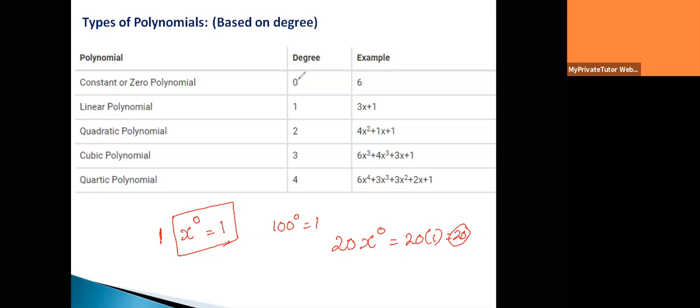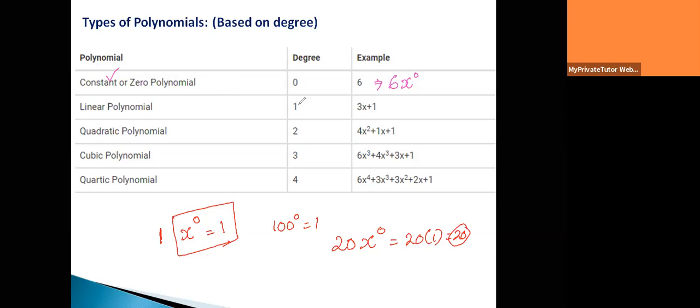So obviously we'll get a polynomial that is just a number, for example 5, 20, 13, and whatever. You can see the example 6. 6 is nothing but 6 times x to the power 0. See, it is x to the power 0, so that's why the degree is 0. This is called a zero polynomial, or else you can simply say constant. But go ahead and say zero polynomial for the constants, because the degree is 0.